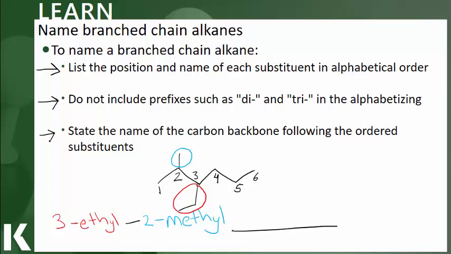Notice earlier, I stated this molecule is 3-ethyl 2-methyl blank. We can now fill in the blank based off the backbone. 6 carbons makes it a hexane. Therefore, the name of this molecule is 3-ethyl 2-methyl hexane. Let's apply this concept to some practice questions.